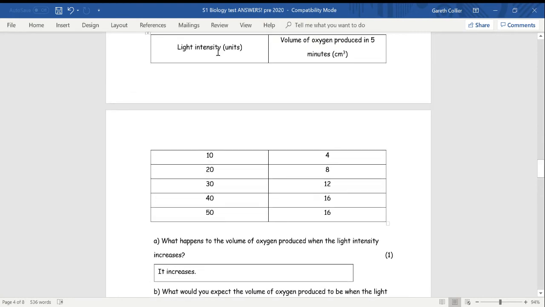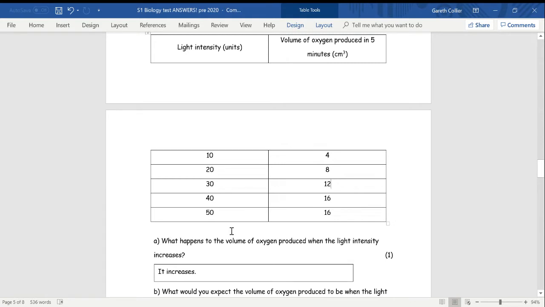So they gave it 10 units of light. You don't need to know what the units of light are; things like lux is a good unit. If you give it 10, in a 5-minute period, it only makes 4 centimeters cubed or 4 mils of oxygen. But if you give it 20, it can make twice as much. 30, you get 12, 40, you get 16, and 50, you get 16.